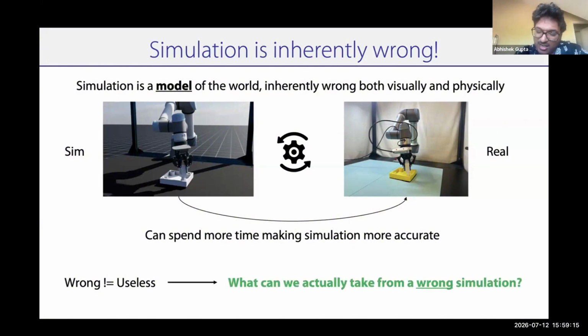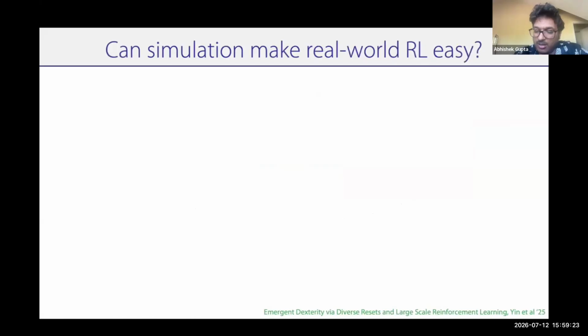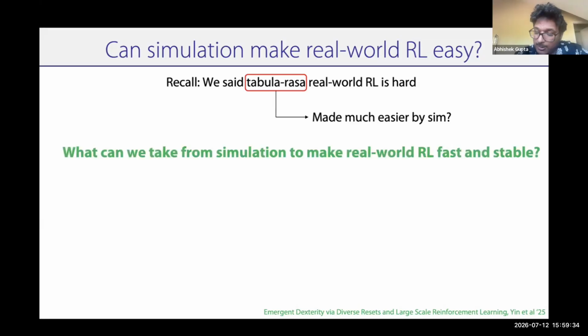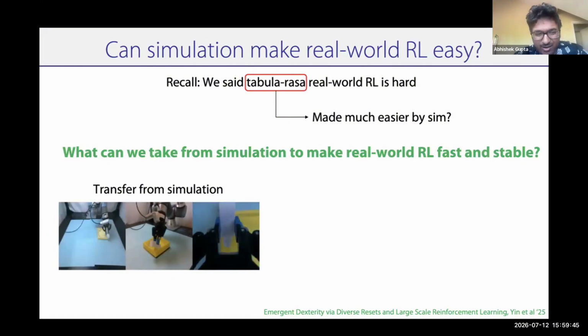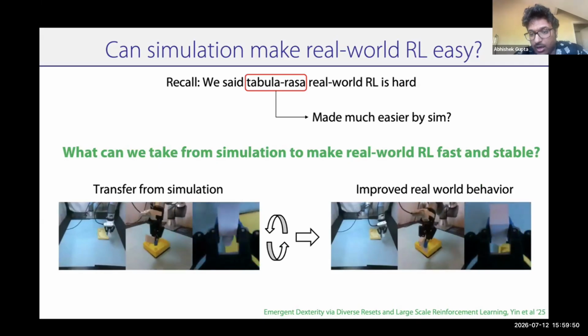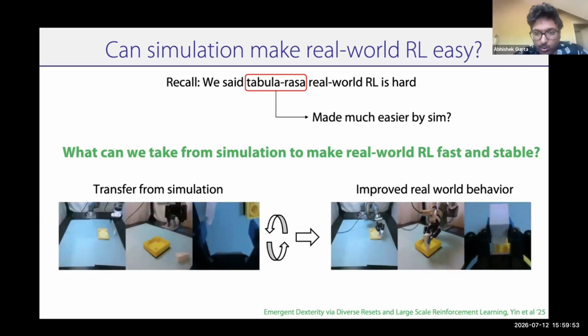So the question I'm going to ask in the second part of the talk is, what can we actually take from a wrong simulation to improve real-world reinforcement learning, right? So the idea here is that we said real-world RL is going to be hard, but we said it's hard when you're learning from scratch. So when you're learning from an initialization in sim, can we make real-world RL a lot easier, right? So the broader question to ask is, what can we take from simulation beyond just a policy that can make real-world RL fast? Right? And so we want to go from things that are a little unsuccessful, like the thing on the left, to things that are a lot more successful at solving things on the right, just through small amounts of 10 to 15 minutes of real-world experience.